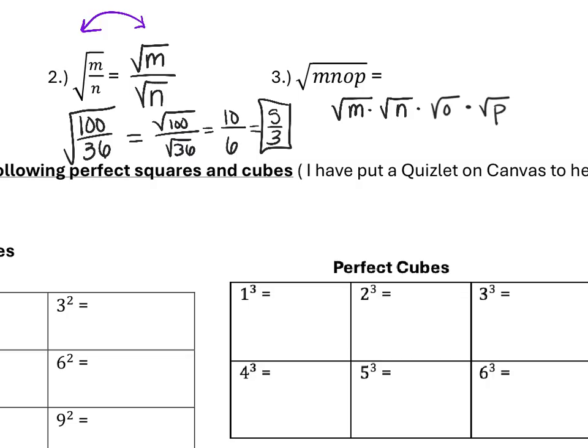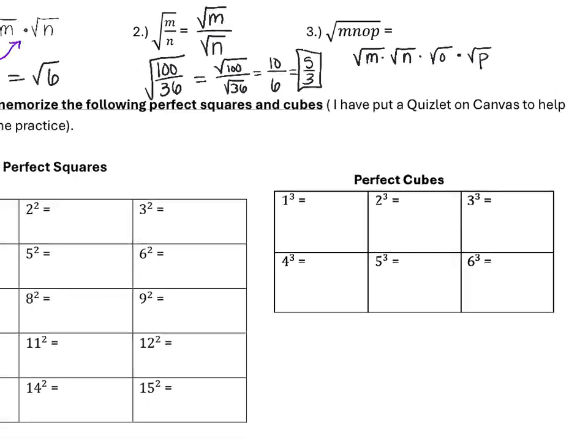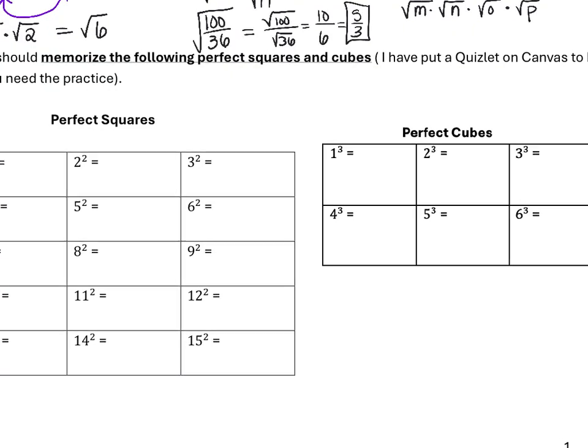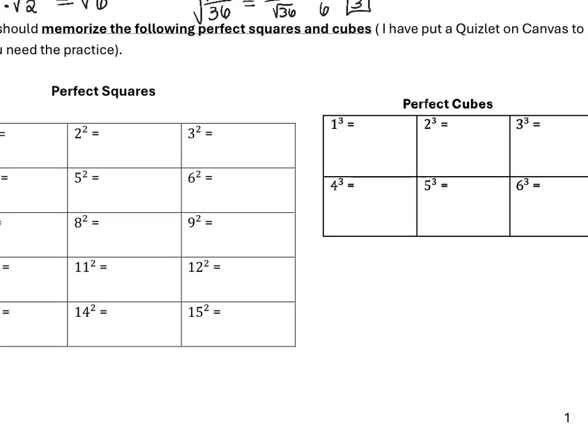Okay, you should, and I haven't decided yet if I'm going to give you a quiz on it, memorize these perfect squares and perfect cubes. Because if you can recognize these, it's going to be easier for you to simplify your square roots. Your calculator won't help you if you don't know what the perfect squares and perfect cubes are. It can help you do the division, but you have to know what to divide by. If you can't recognize a perfect square, you're not going to be able to simplify your roots. You have to just be able to recognize it.